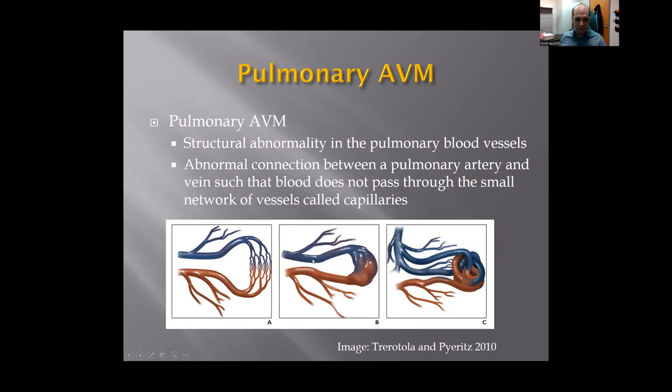When there's an abnormality of that connection, we can get a pulmonary arteriovenous malformation, where we don't have that normal tapering, and we have a structural abnormality of the artery to vein connection that can either be a simple connection, or it can be more complex, or there might be multiple arteries leading into that abnormal connection.